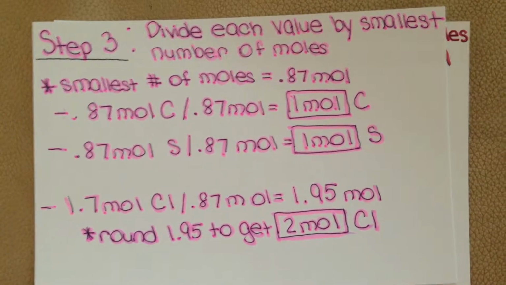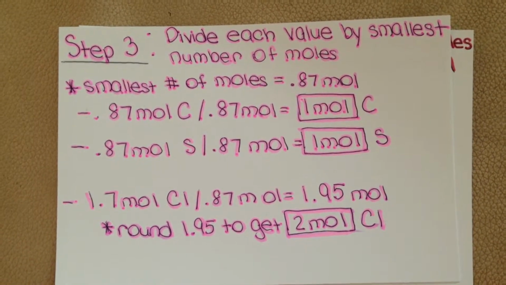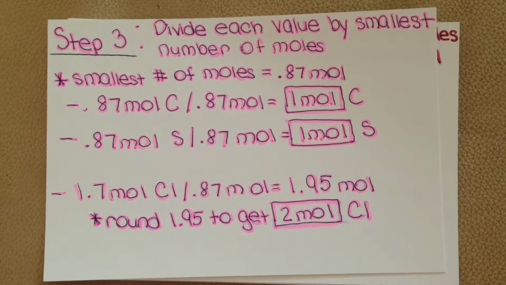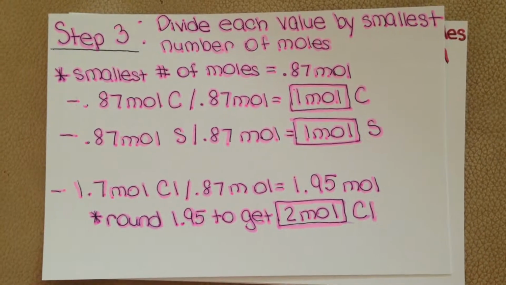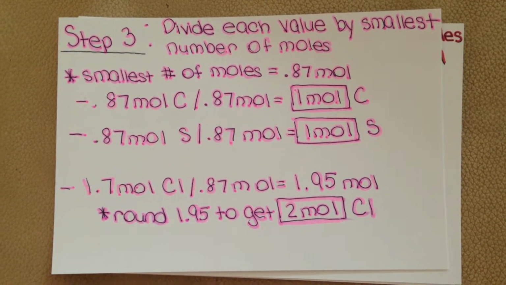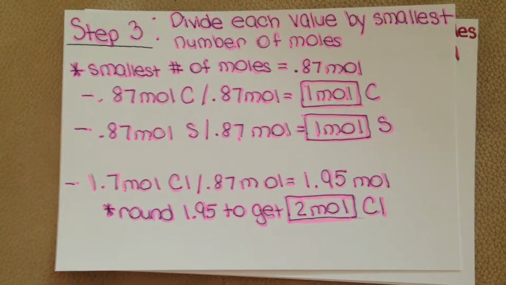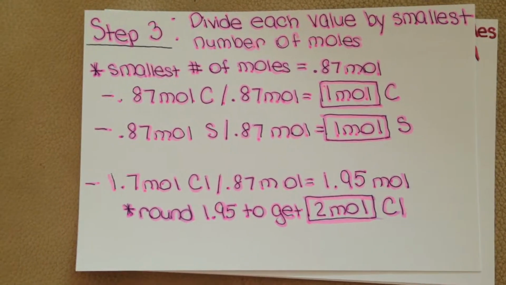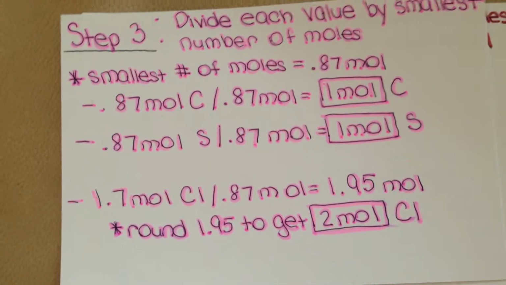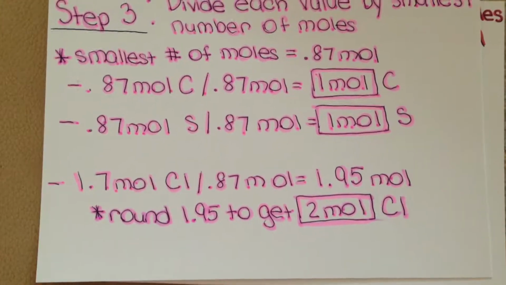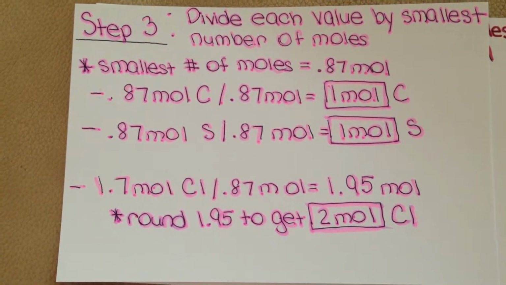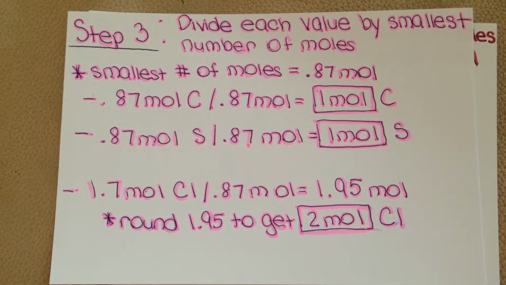For step 3, we would divide each of these values of moles by the smallest number of moles. We find that the smallest number of moles is 0.87. For carbon, we would divide 0.87 moles of carbon by 0.87 moles to give us 1 mole of carbon. The same goes for the moles of sulfur. We would get 1 mole of sulfur.